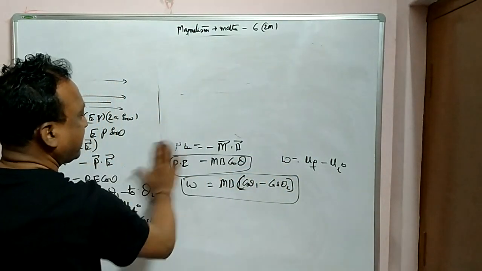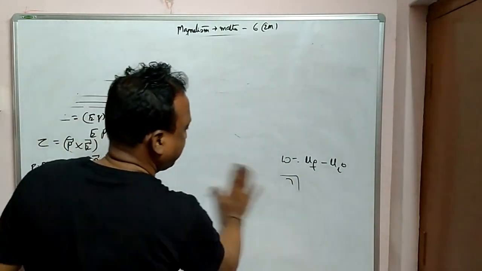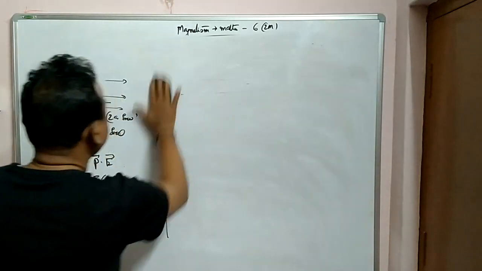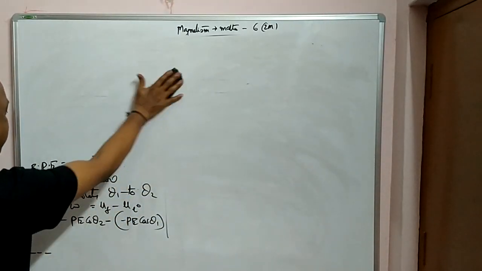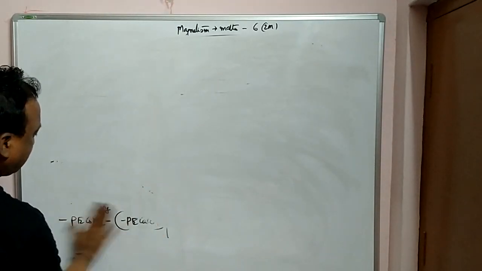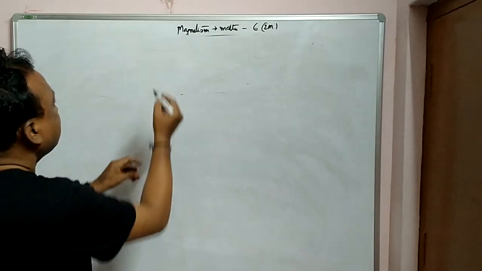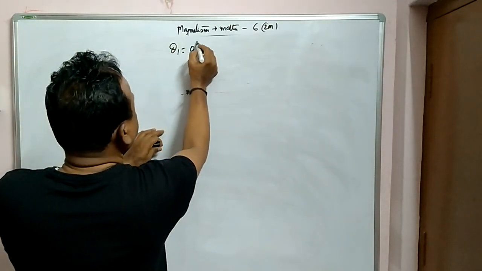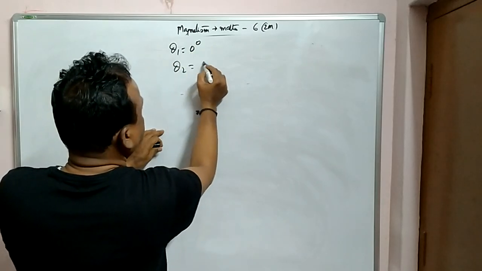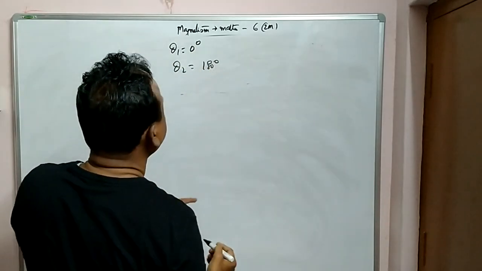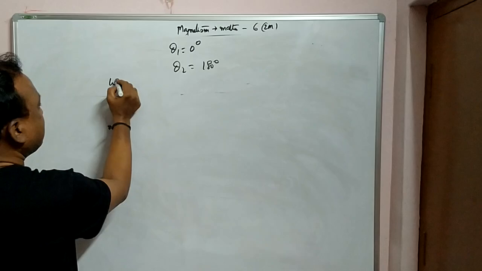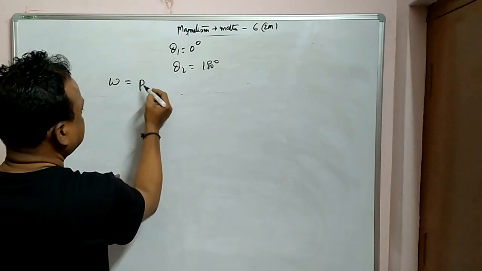It's a revision chapter between electrostatics and magnetism and matter. Most of the things are similar. Small chapter, easy chapter, and also scoring. I'll give a small example. Suppose theta 1 is equal to 0 degrees and theta 2 is equal to 180 degrees. So what will be the work done? You can apply the direct formula.